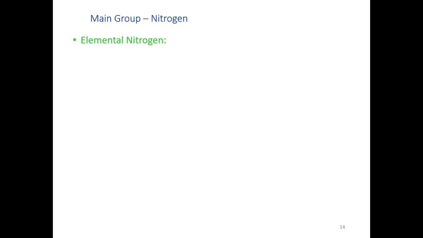The last group of the p block that we will look at today is group 5, or the pnictogens. We will first look at nitrogen and then move on to the rest of the group. In its elemental form, nitrogen forms a diatomic gas with a very strong triple bond. This is actually one of the strongest bonds known in chemistry.